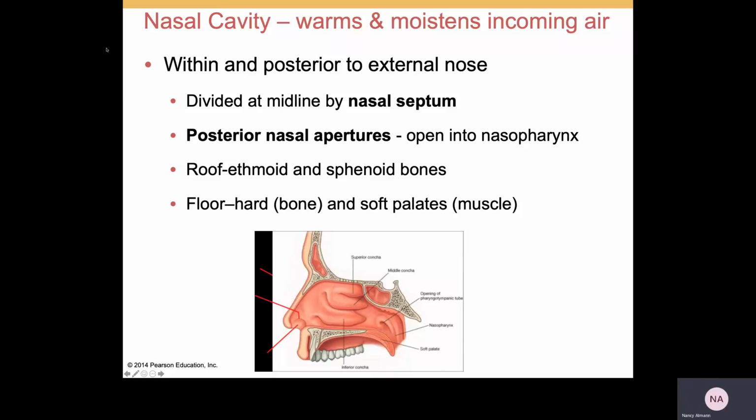The roof is going to be the ethmoid and sphenoid bones, and the floor will be both the hard and soft palates. And we'll talk more about the hard and soft palates when we get to the digestive system. You will also see in that diagram the opening of the pharyngeotympanic tube, the more clinical term or anatomical term for the eustachian tube, which leads off to the ear.